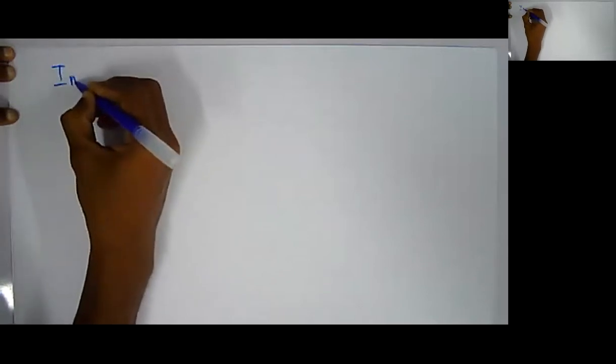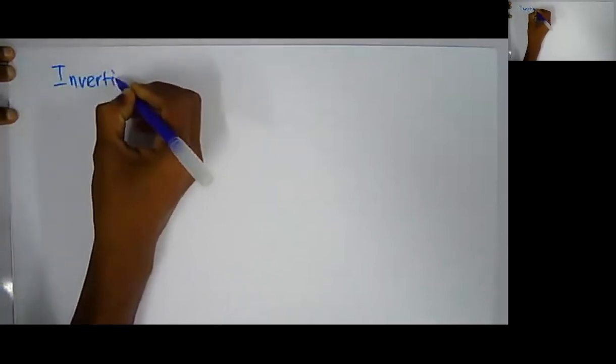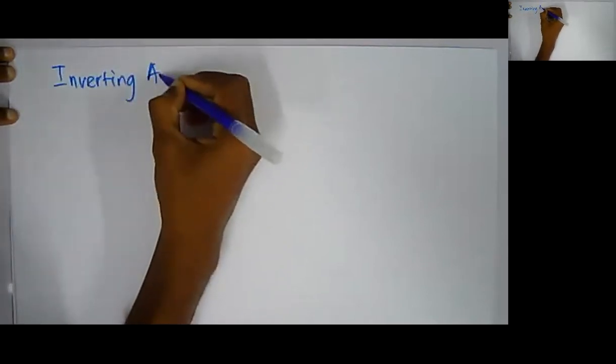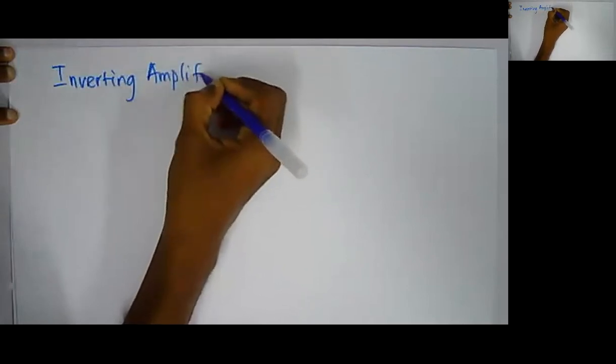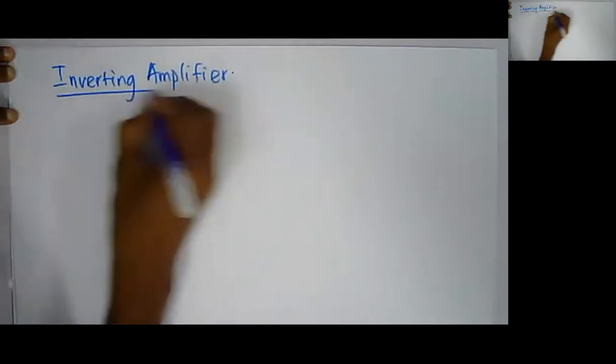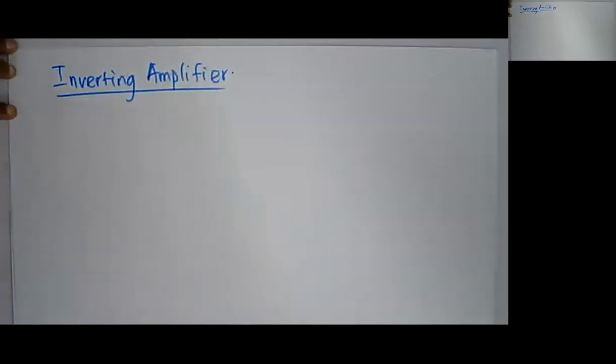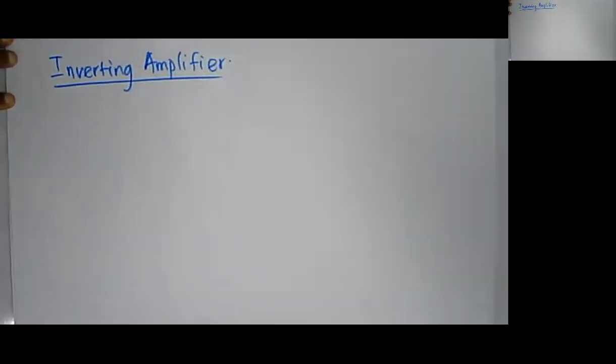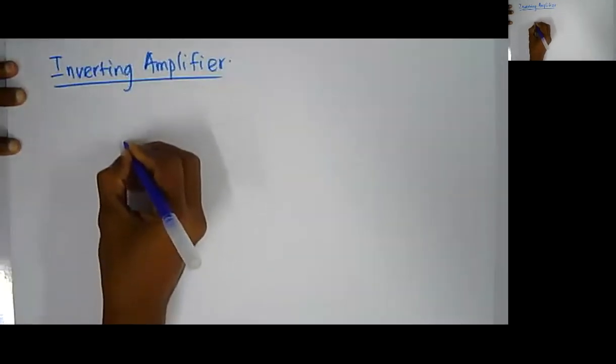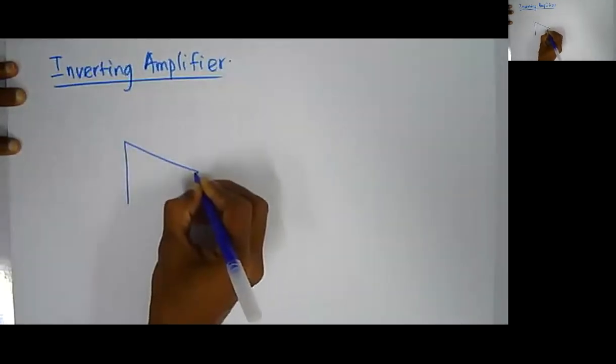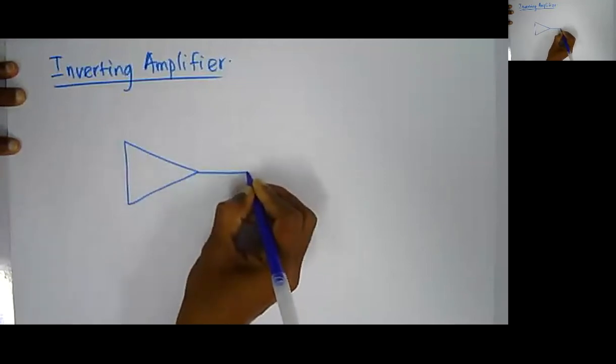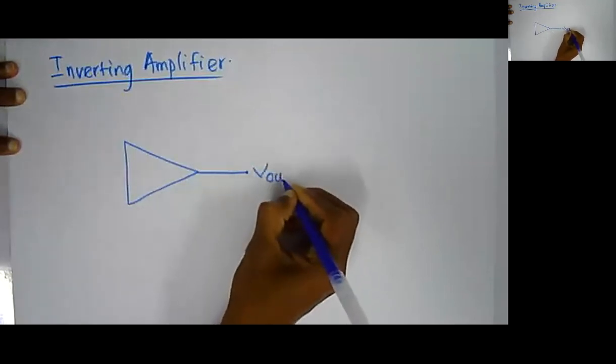So let's see the inverting amplifier first. You have done the practical on this one, the simulation practical on the inverting amplifier. So now I'll draw the circuit. This is your output, V out.